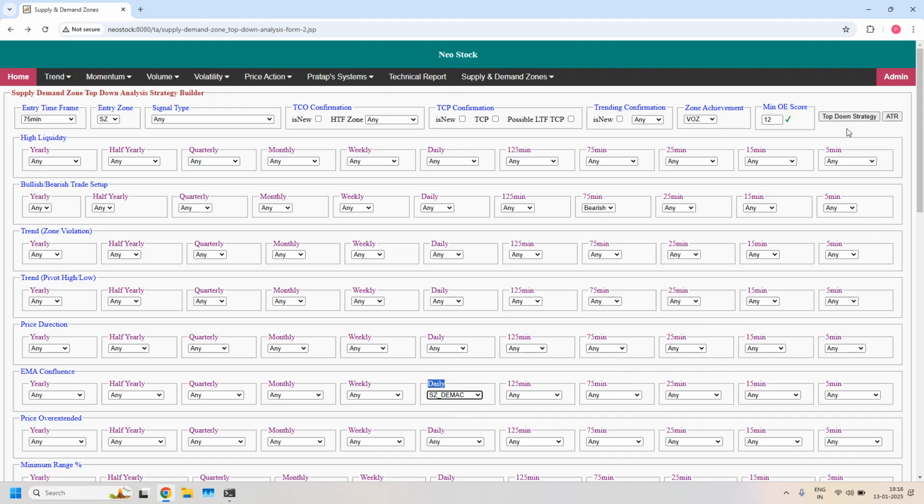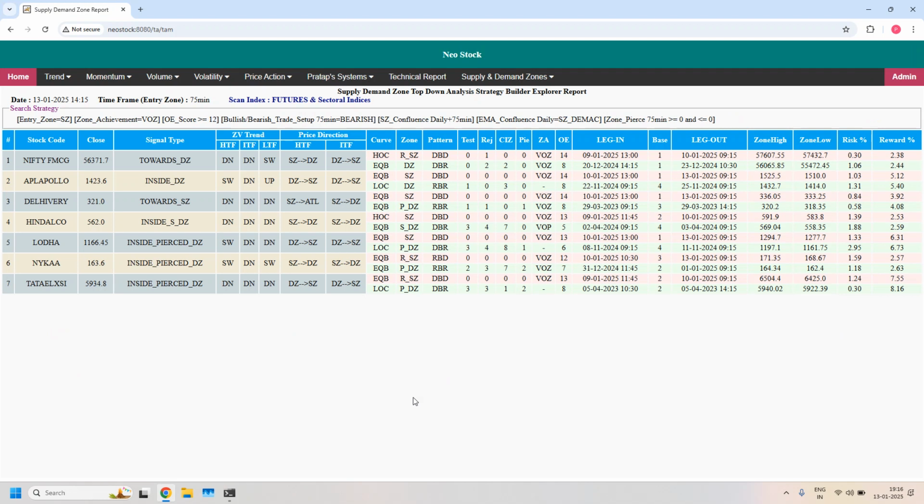Let's filter. Now the list is come down to 7 stocks. So these 7 are even more high probability trade setup supported stocks based on LTF, ITF, supply zone confluence and ITF, EMA confluence.